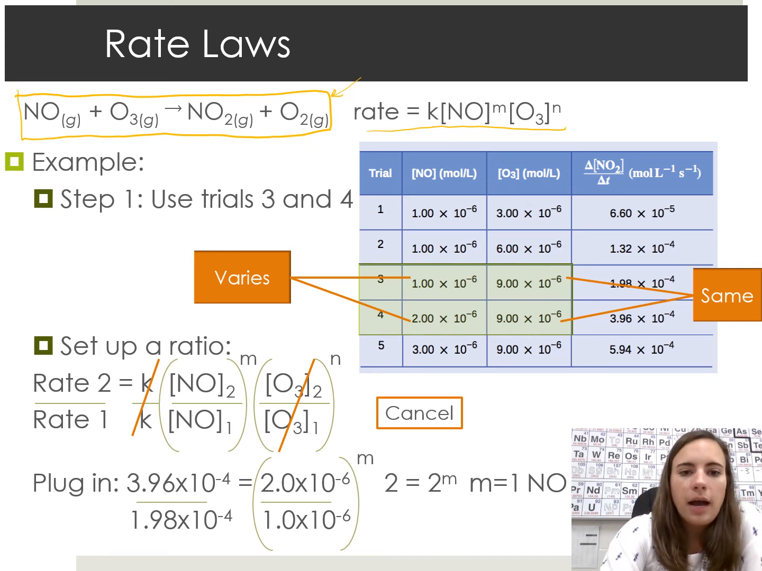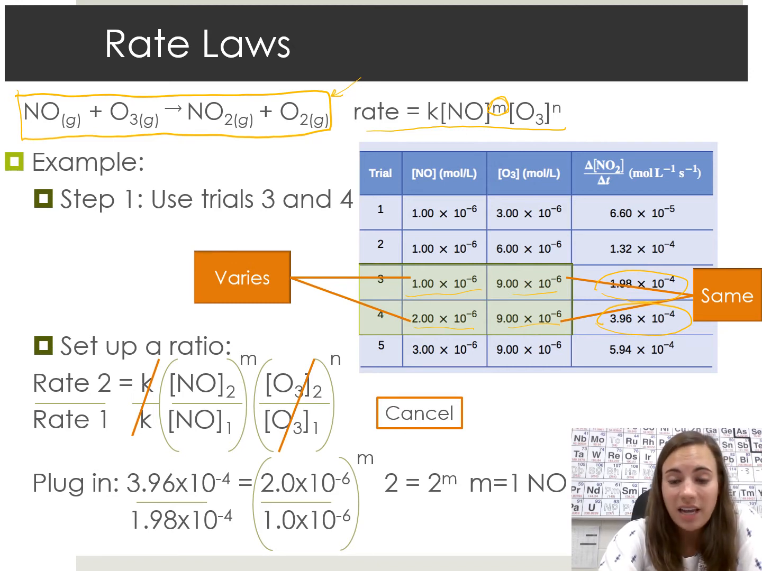So step 1, I want to determine the order for nitrogen monoxide. I look at trials 3 and 4 because ozone stayed the same, but nitrogen monoxide changed. That way, my change in rate is due solely to my change in nitrogen monoxide. The way I figured this out is I just set up a ratio. I like to do the greater number over the smaller number, which is typically a later trial. It doesn't matter.